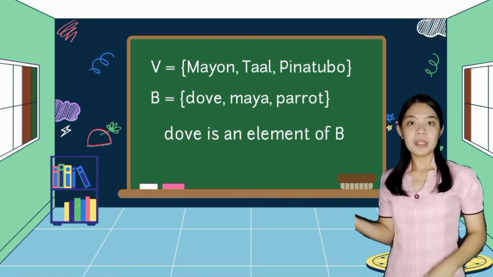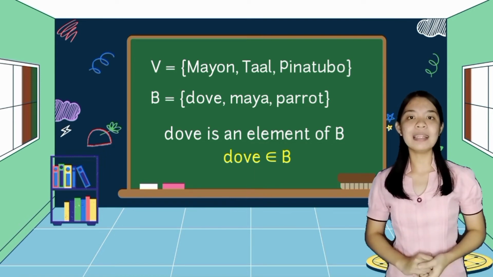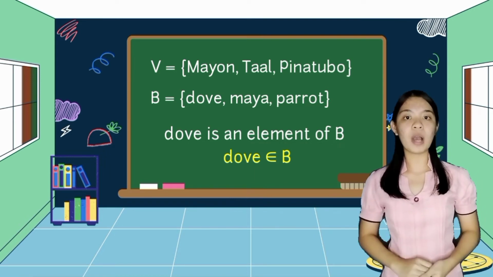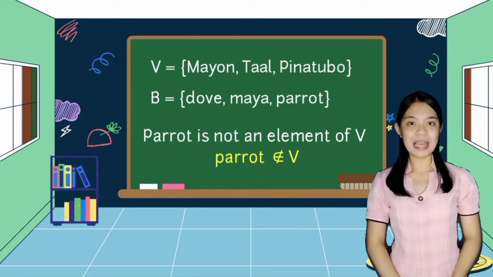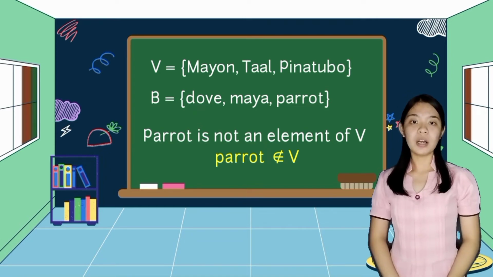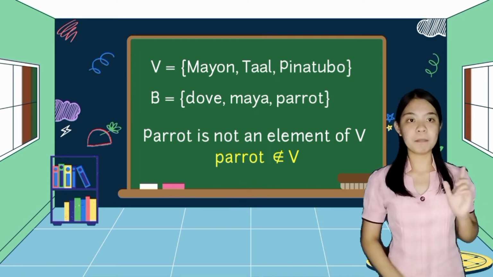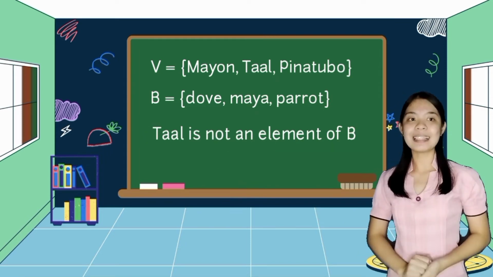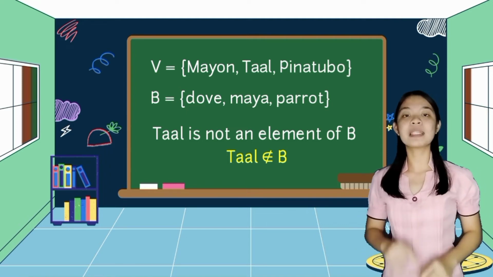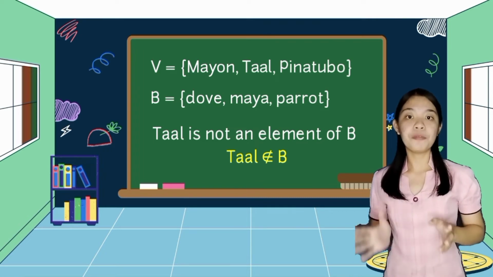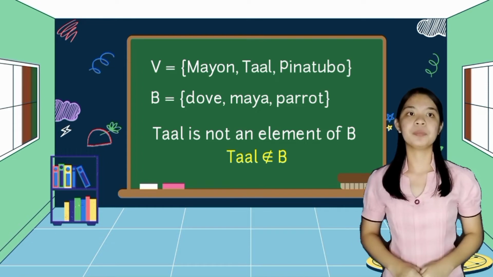Next one, Dove is an element of B, as in boy. Yes, it is an element of B because Dove is one of the names of the birds. Next one, Parrot is not an element of V. Yes, it is not an element of V because Parrot is in the set B, which is boy. Next one, Taal is not an element of B. Yes, it is not an element of B because Taal is in the set V, which is victory, that contains all of the names of the volcanoes.